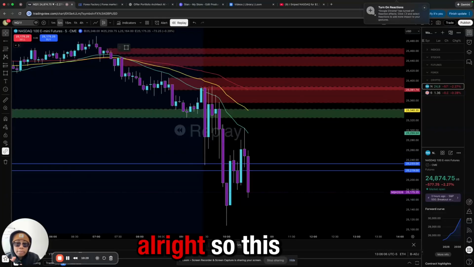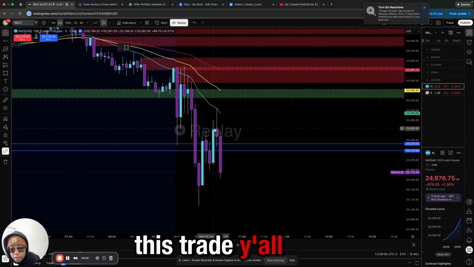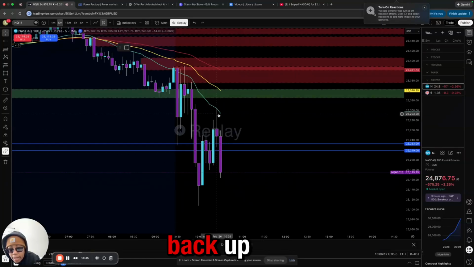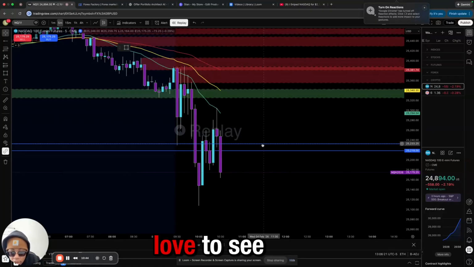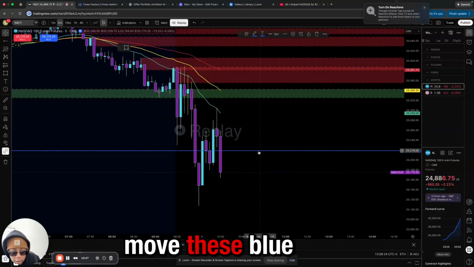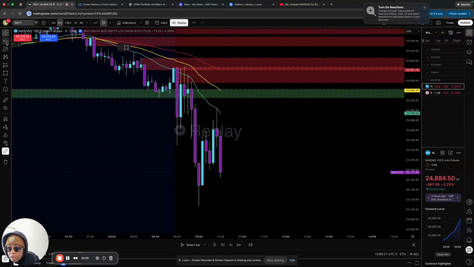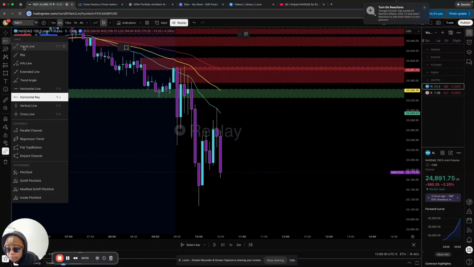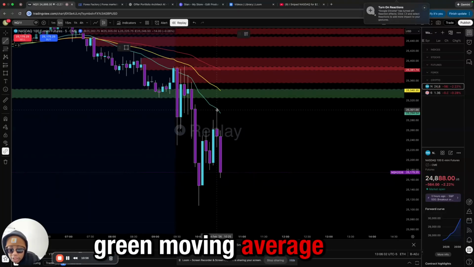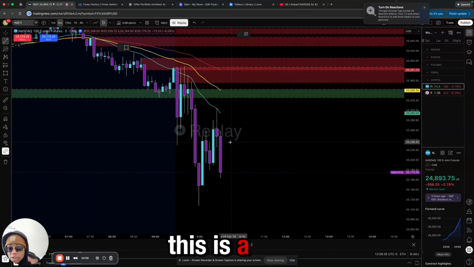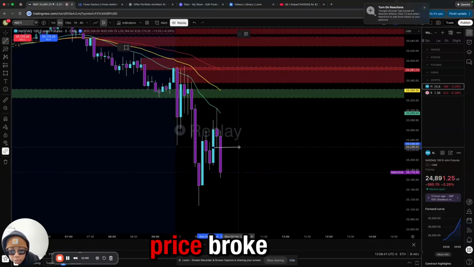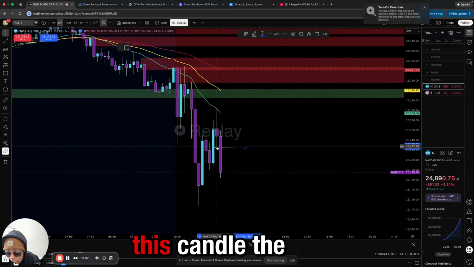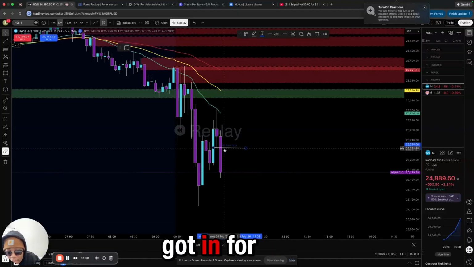All right. So this is where I got in on this trade, y'all. I got in on this trade after it came back up. It tapped on my green moving average. It rejected off my green moving average. This is what I love to see. So I'm gonna remove these blue lines because we already grabbed liquidity. As soon as I saw it bounce off my green moving average and it wicked heavy like that, this was a second entry. If you missed the first entry, this was a second entry to get in. Soon as this candle broke this candle, I got in for my trade.